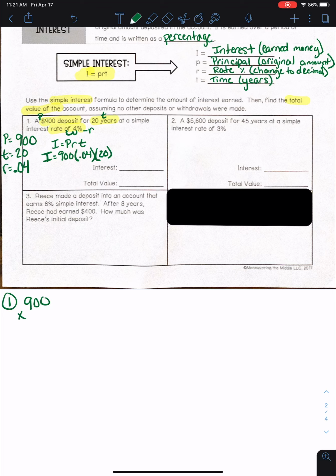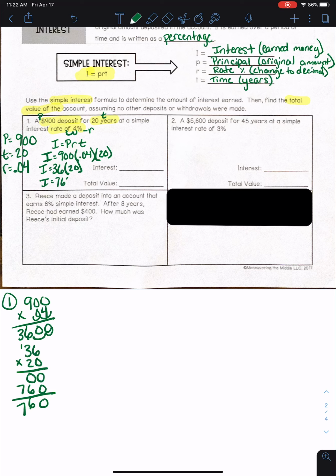900 multiply 0.04 is going to give me, I got to move my decimal twice, 36. So I have I equals 36, but I still have to multiply by 20. So 36 multiplied by 20, 0, 0. 2 times 6 is 12. 3 times 2 is 6, plus 1 is 7. And I'm going to get $760. Okay, that's my interest that I've earned.